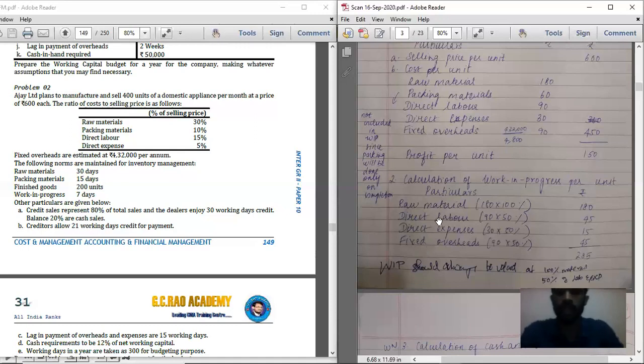So here they have given raw material. What is the cost per unit of raw material? 180 rupees. So below that, point number 1 is raw material.